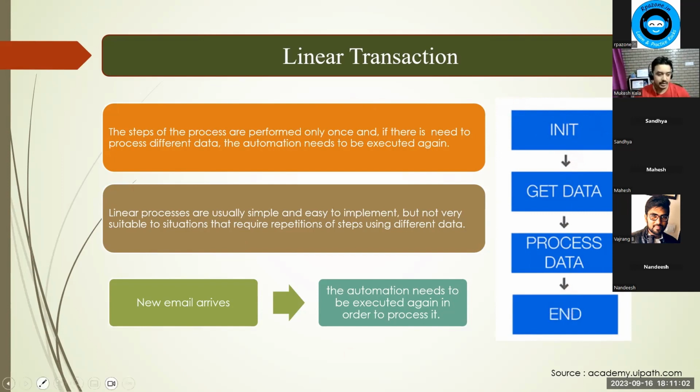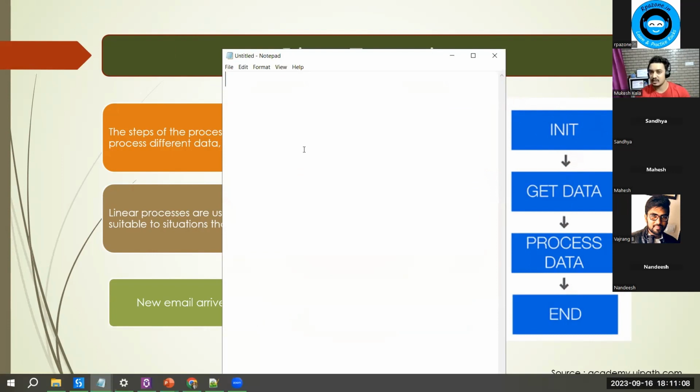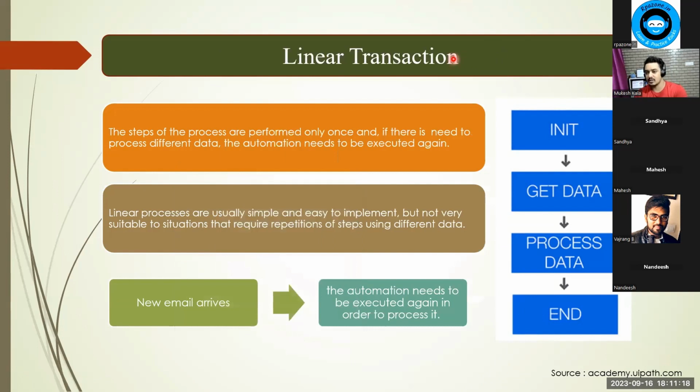Let me pull up a notepad quickly. In the case of linear processing, step one will happen, step two will happen, step three will happen, step four will happen, and that's it. This automation will execute only once. So if you have an automation which has to be executed only once, it is called a linear transaction.